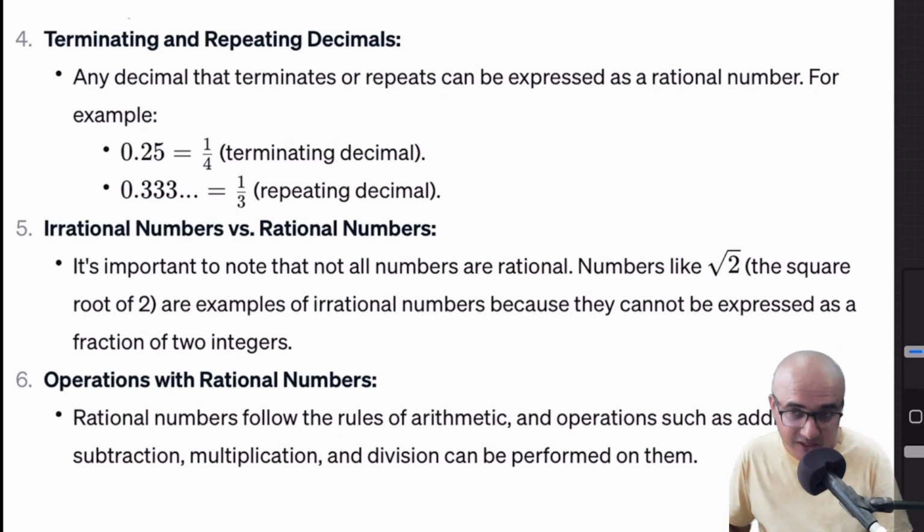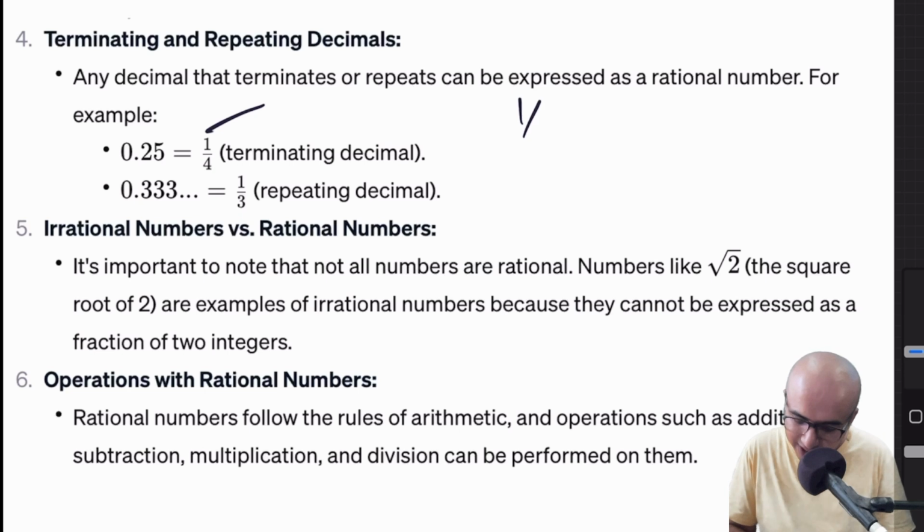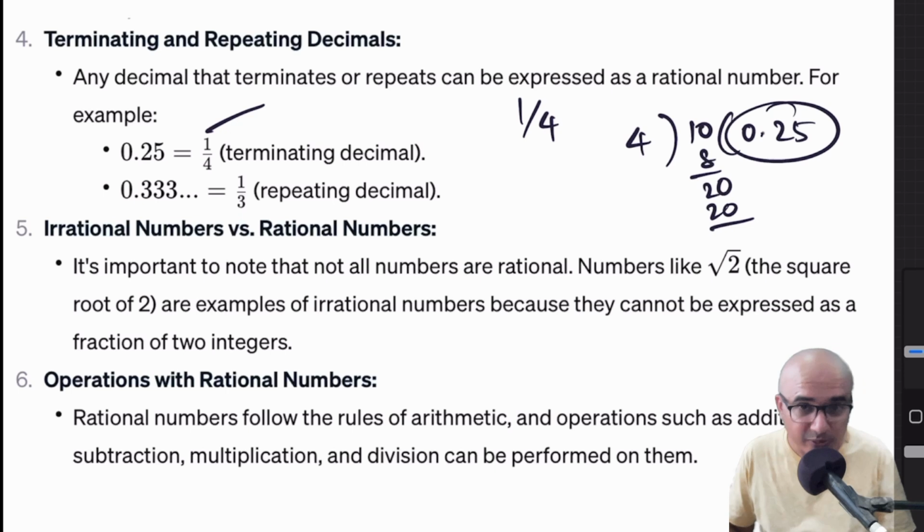Terminating and repeating decimals. See, in the case of fractions, decimals are unavoidable. For example, we'll take this only: 1 divided by 4. 0 point, because 1 cannot be directly divided, so I will borrow one 0 here. 4 2s are 8, 2 is the remainder. Again, since I have already put the decimal here, I can put one more 0 here. So 4 5s are 20. So that means it's a terminating decimal, and we are done with the division of 1 by 4. We already have the answer, 0.25.